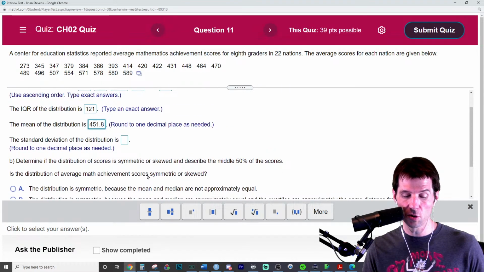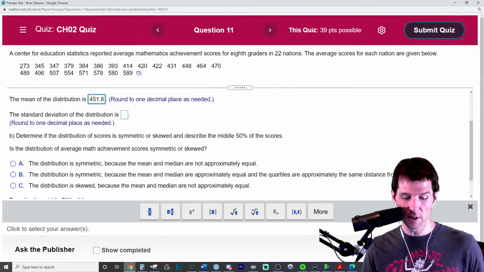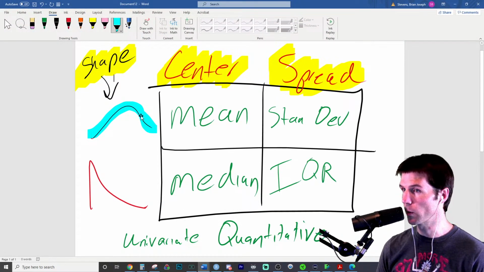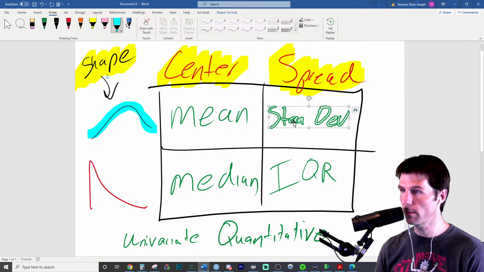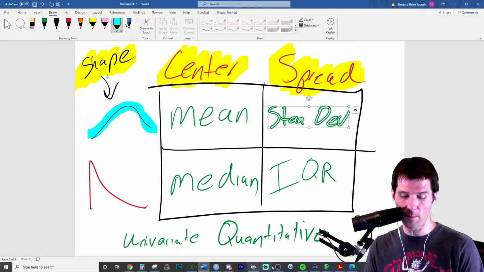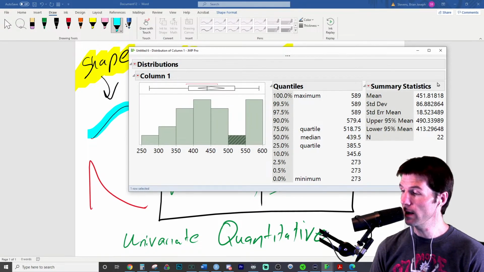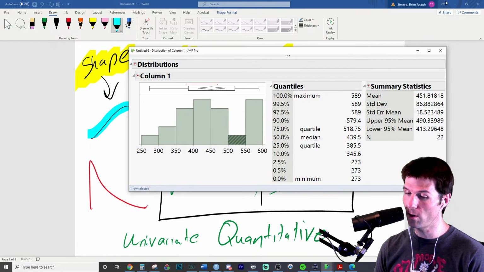Standard deviation is something you should never solve by hand. Standard deviation is a measure of spread of the data. Standard deviation is best used when the data is normal. It also goes along with the mean. That's why in the JMP output, when we see the standard deviation, you'll see it right here next to the mean, 86.88.